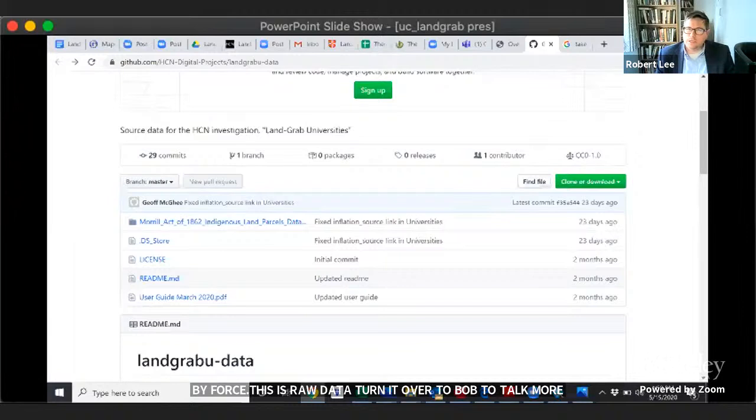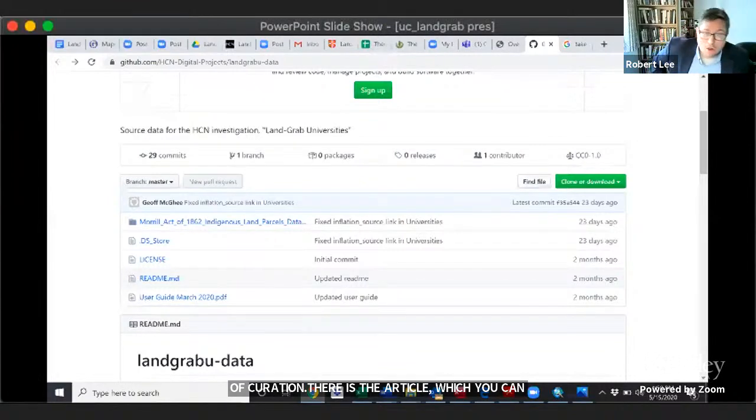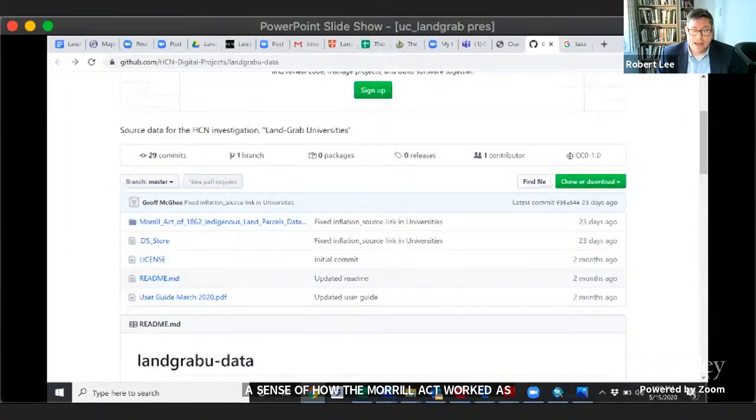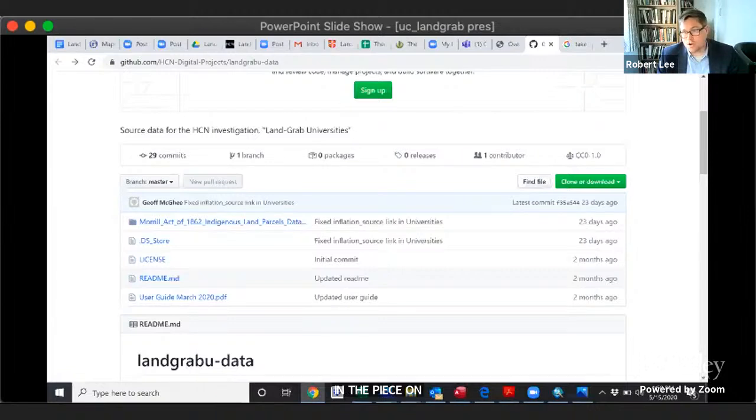Yeah, so the way that we designed the project, you can think of it in terms of different levels of curation. There is the article, which you can read in 20 or 30 minutes and get a sense of how the Morrill Act worked as a wealth transfer rather than a donation for a vast system of universities within the United States. You could spend hours exploring yourself things that we weren't able to talk about in the piece on the landgrabu.org website, looking for places that you live or work or visited, or checking out the different statistics on different universities that we might not have talked about.